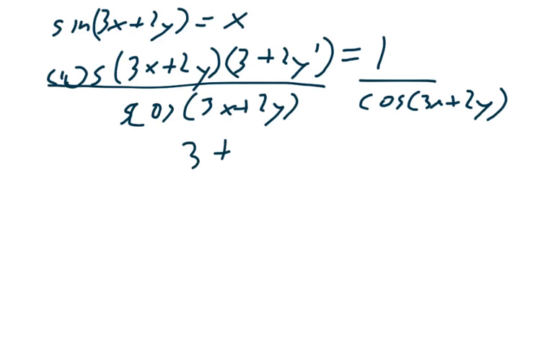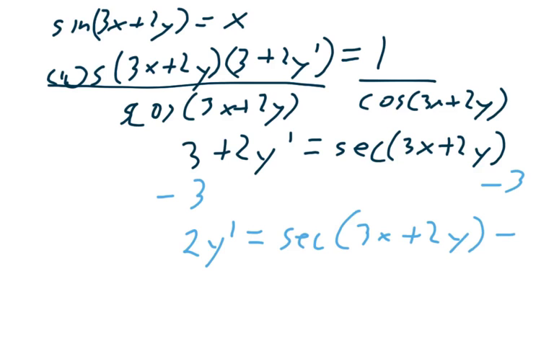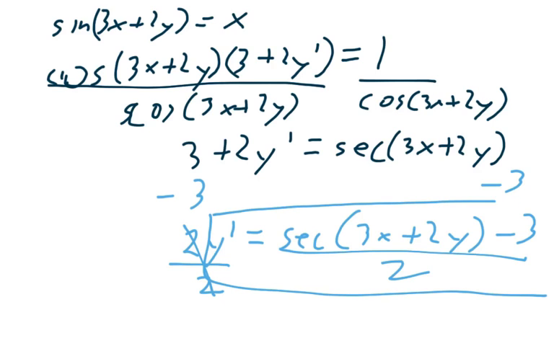So I got 3 plus 2y prime equals, well, the reciprocal of cosine is secant. And so now I'm going to solve the rest of this for y prime. So I'm going to subtract 3. So 2y prime is equal to secant of 3x plus 2y minus 3. And then I'm going to divide both sides by 2. And that will give me that answer.